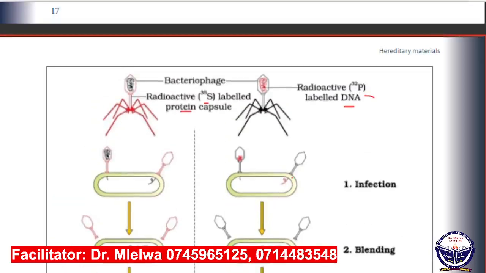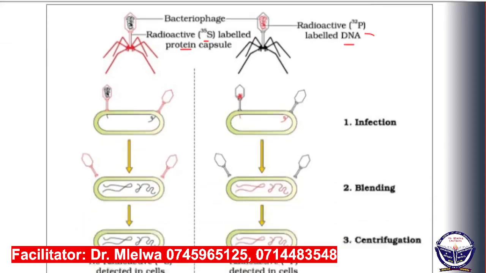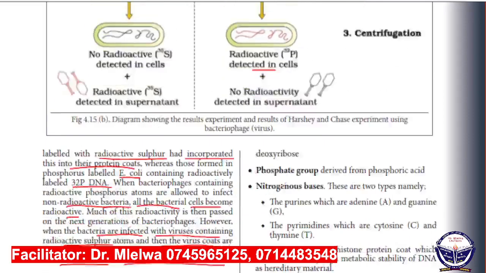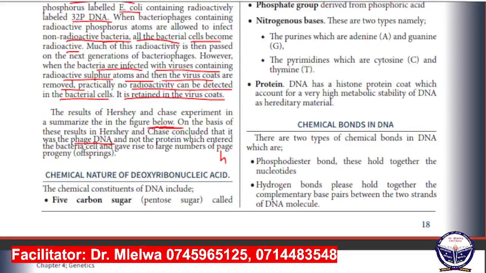But if we go to the other side, you can see there is radioactive labeled phosphorus there. After that radioactive labeling, we did the infection, and the radioactive labeled DNA entered the cell. Then there is blending, and at number 3 there is centrifugation, where radioactively labeled phosphorus 32 is detected in cells. So this tells us that the component inside the protein capsule is the one which carries the genetic information.